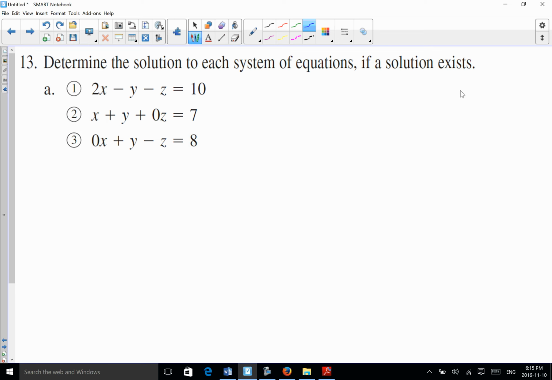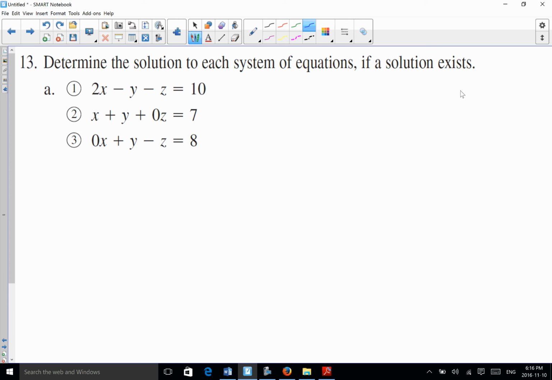So in 13a, we're asked to determine the solution to each system if it exists. So the first thing we kind of want to look for is, is there a solution? Are there any obvious parallel or coincident planes going on here? So I look for my scalar multiples and I don't see any right off the bat. There's no relationship between equation 1, equation 2, equation 3.